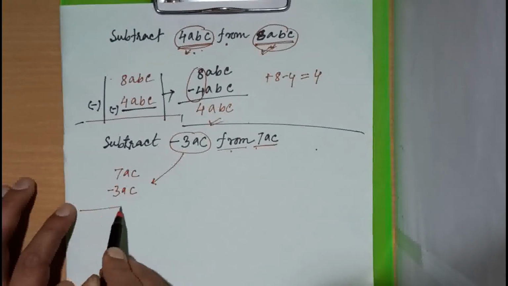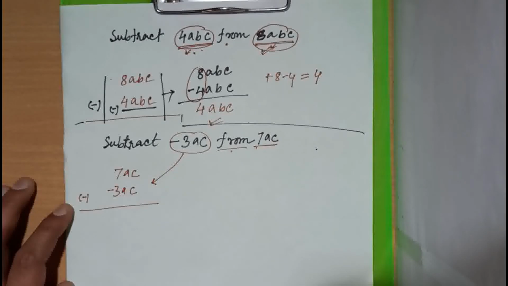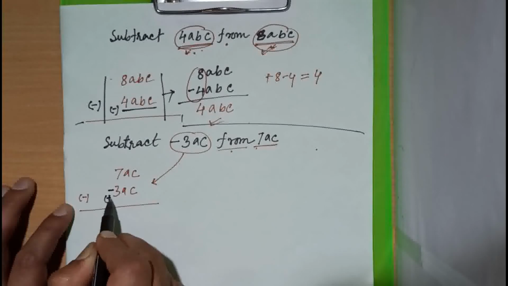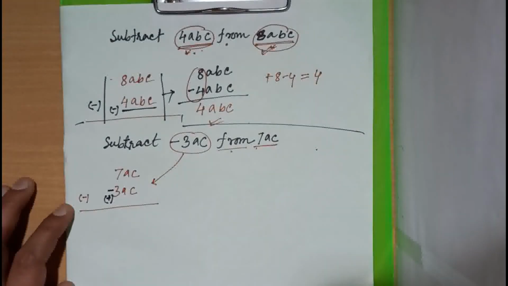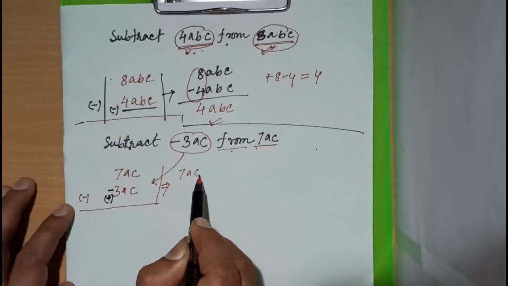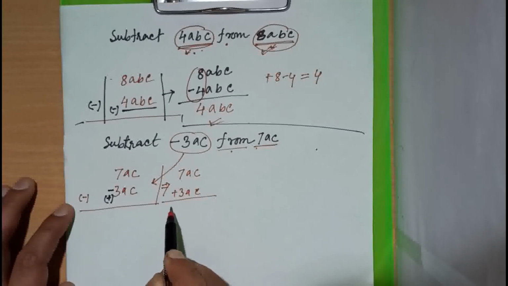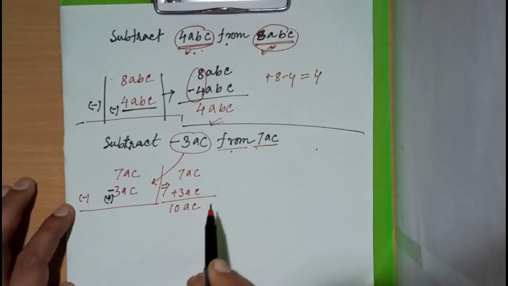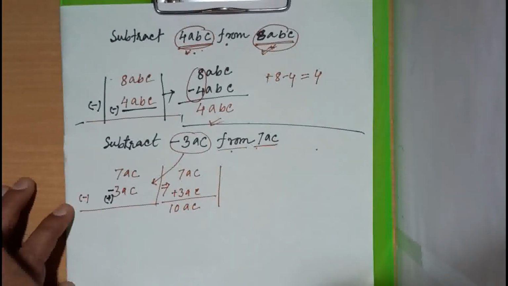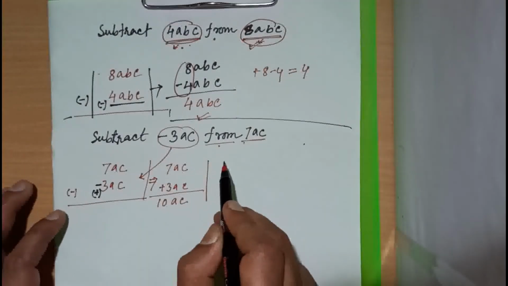After that you need to subtract, so you give a subtraction sign. When you give this subtraction sign, this negative sign will change to positive. Now the entire sum becomes 7ac plus 3ac, which is nothing but 10ac. That means subtraction and addition are the same, the only difference is that you need to change the sign.